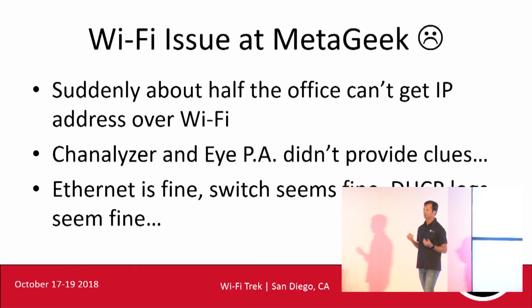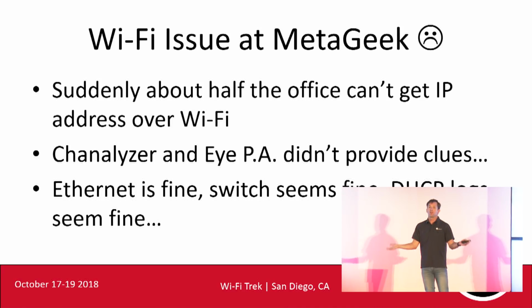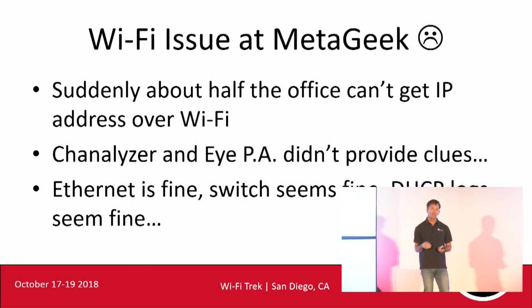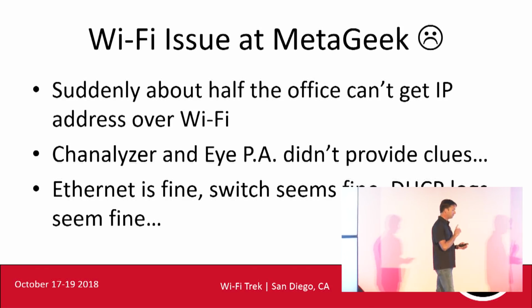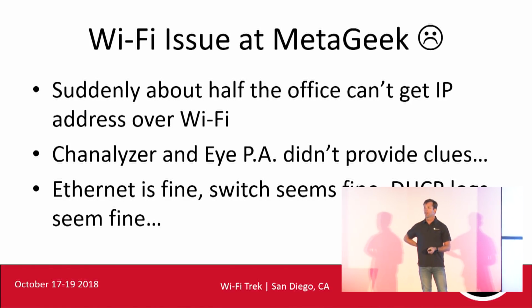Our IT person, being MetaGeek, he fires up Channelizer. And the spectrum is fine. There's nothing wrong with the spectrum. So he fires up Eye. Maybe it's a packet issue. Well, Eye is fine. You're getting a connection, you're getting association, you're just not getting an IP address. So dug into the switches and the DHCP and the server logs and everything. And after a couple of weeks, talked to AeroHive support.